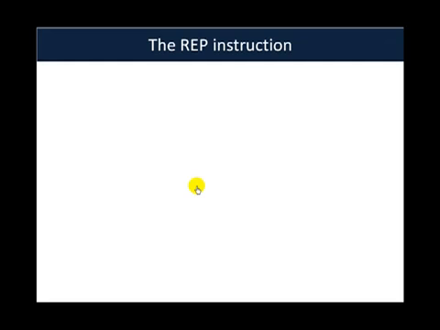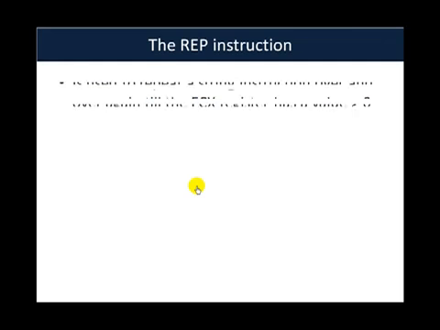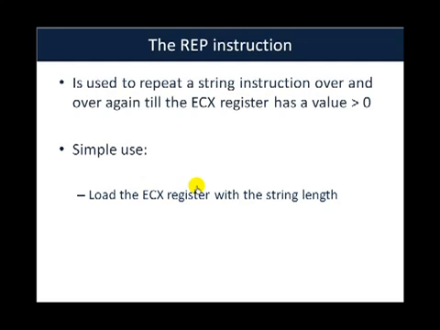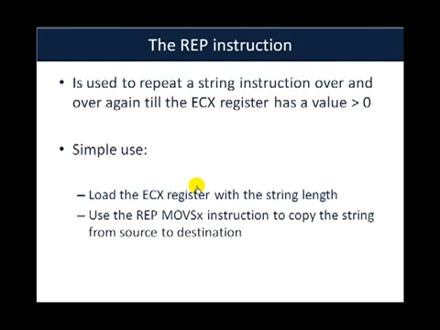And that is where the REP, or the repeat instruction, comes in. The REP is actually used to repeat a particular string instruction over and over again, generally until the ECX register has a value of 0. So how does this work? We load the ECX register with, let's say, the string length of the source string, and then we use the REP instruction to move from the source to the destination.